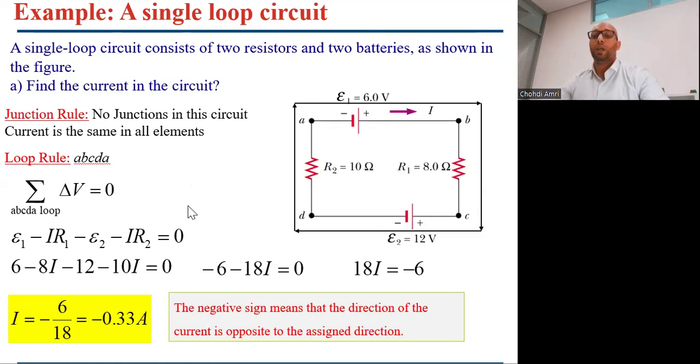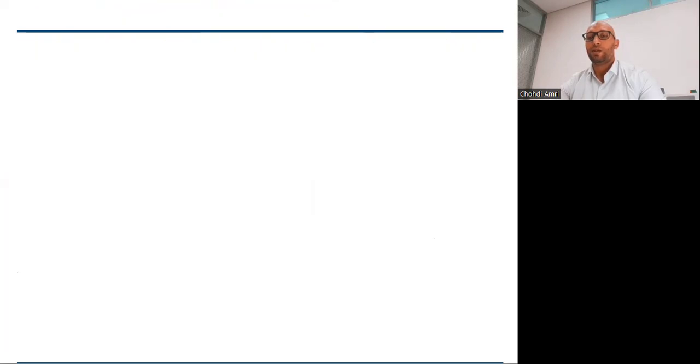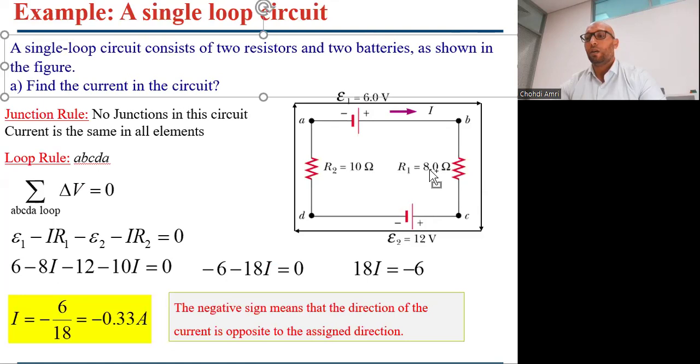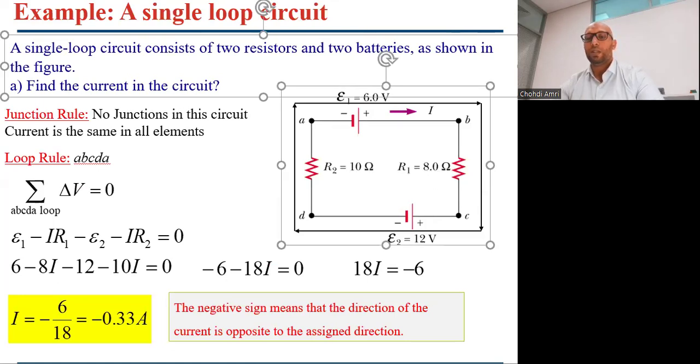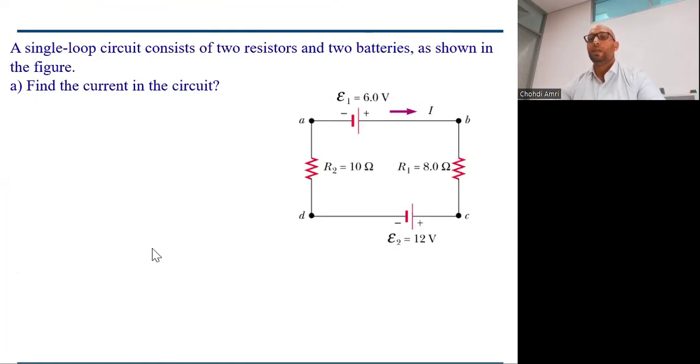Okay, we're going to take two or three examples in this lecture to try to apply the loop and the junction rules. Let's start with the first example. In this example, a single loop circuit consists of two resistors and two batteries as shown in the figure. Find the current in the circuit. As you see here, it's a single loop. There is no junction rule, but we have the loop rule.